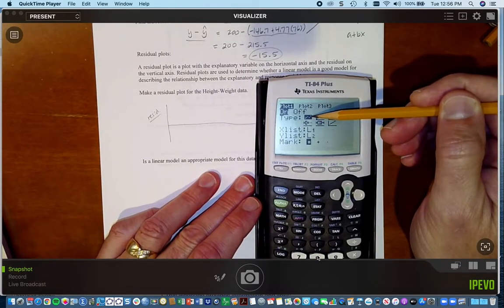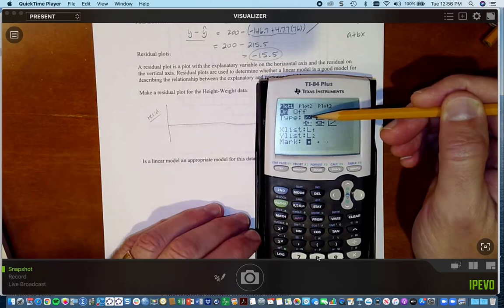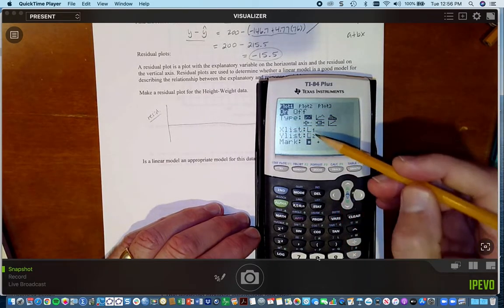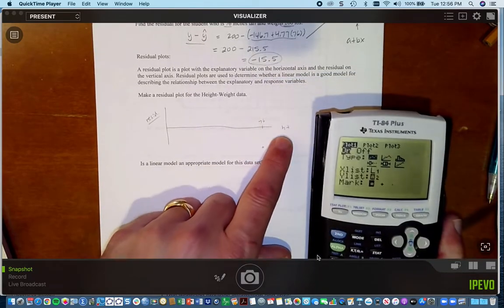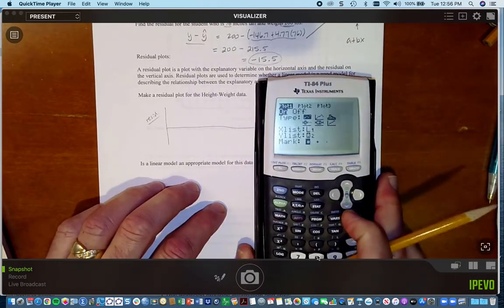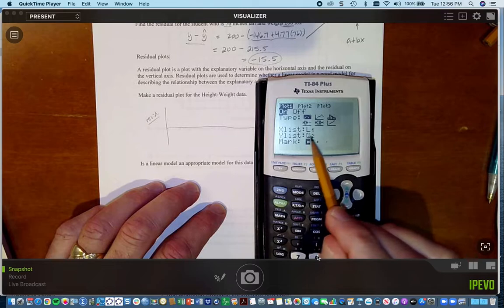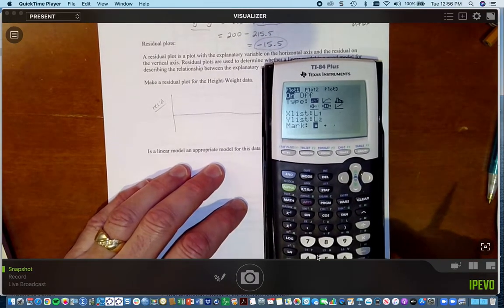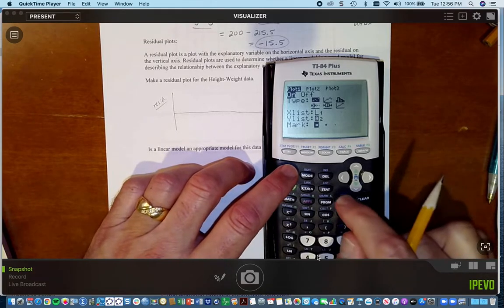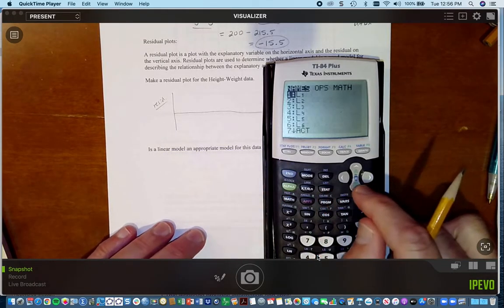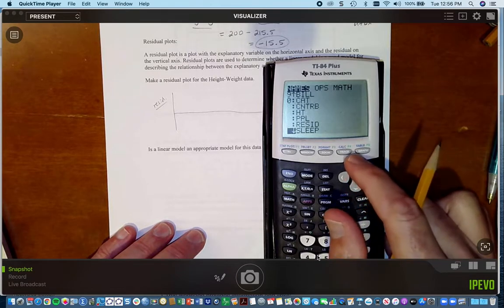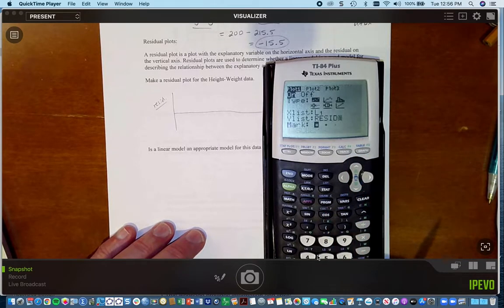We made a scatter plot. Okay, a residual plot is a scatter plot, but it's not a scatter plot of list 1 and list 2. It's a scatter plot of list 1, that's the heights, and the residuals. All right, so I'm going to put the cursor here, and I want to put the list resid in there. All right, so to get the resid in there, I'm going to hit second stat, and then I'm going to jump down here under names and find resid, and it'll paste it in there.